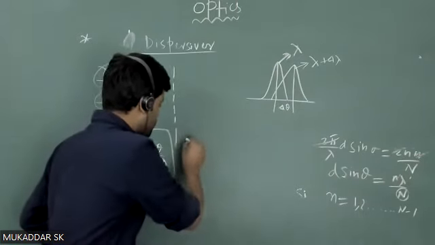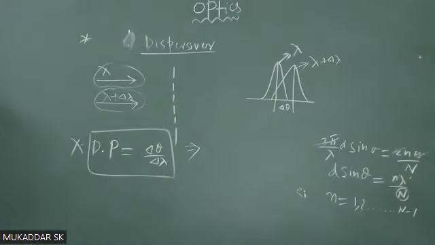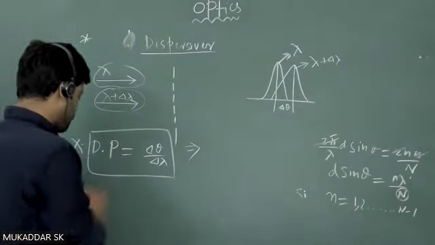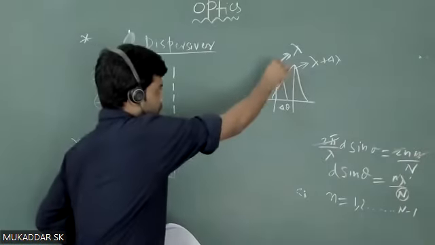So how will we calculate this dispersive power? How is it related to the grating element? That we'll see. How is this dispersive power related to the grating element? Okay. So what are these?